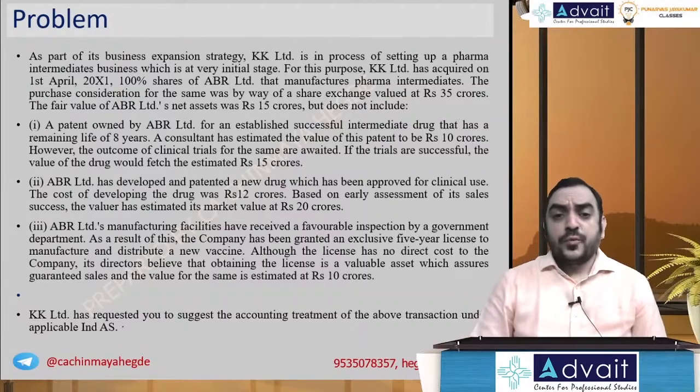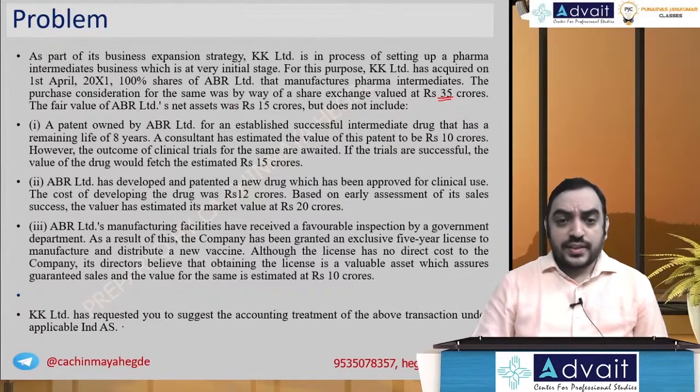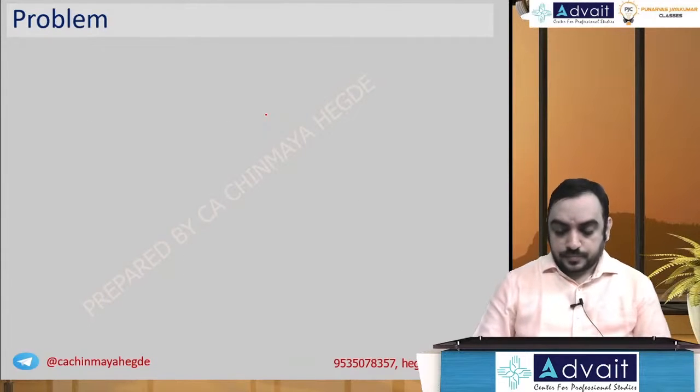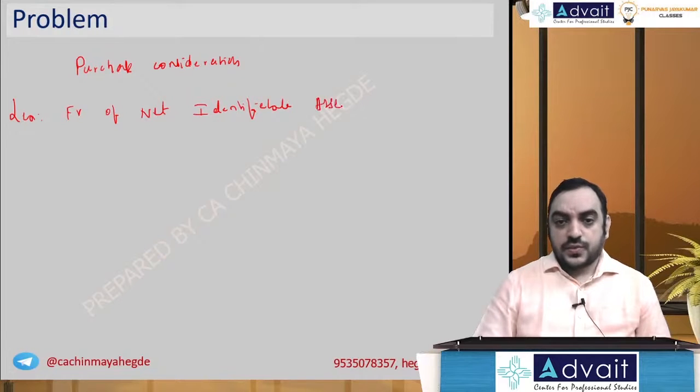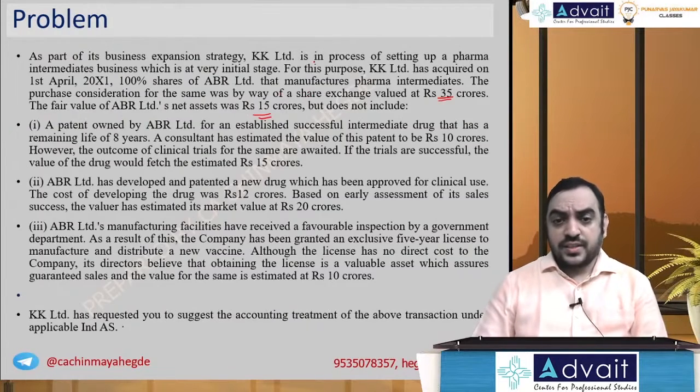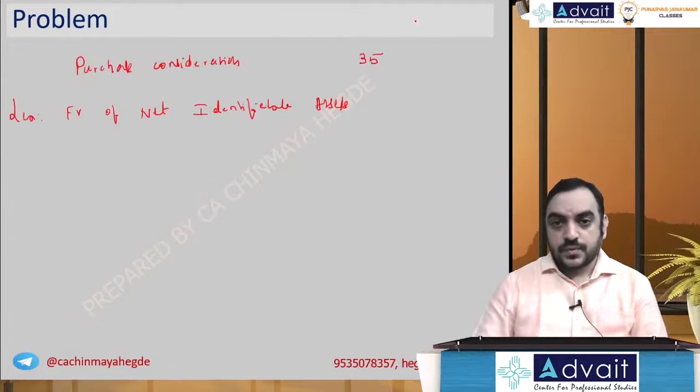Okay. So let me take up one by one. They said share exchange value 35 crores, net assets 15 crores. So broad calculation of goodwill: whatever is the purchase consideration or consideration paid, less fair value of net identifiable assets. Net identifiable assets. Okay. Purchase consideration, they said 35 crores, rupees in crores.